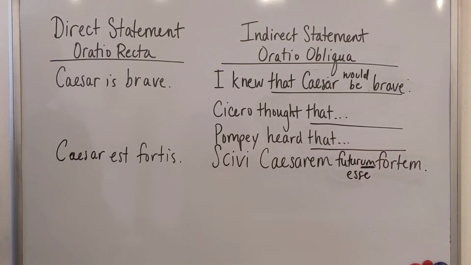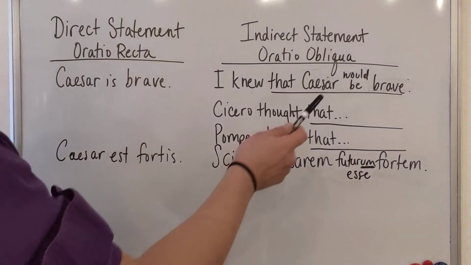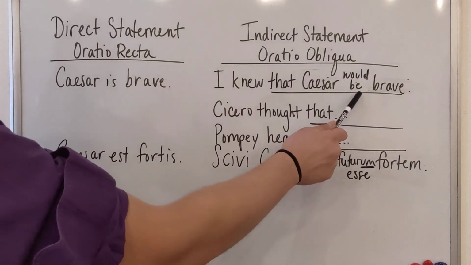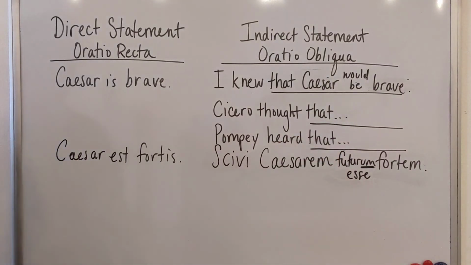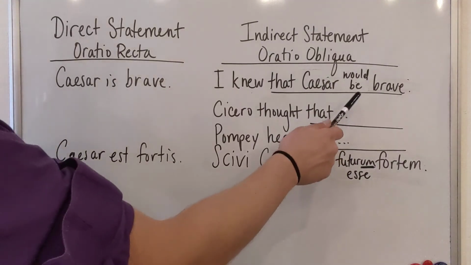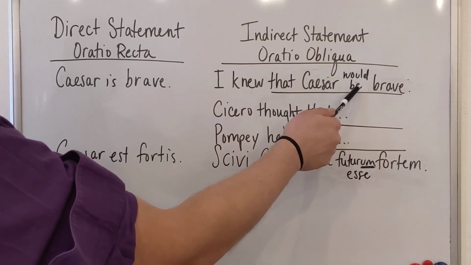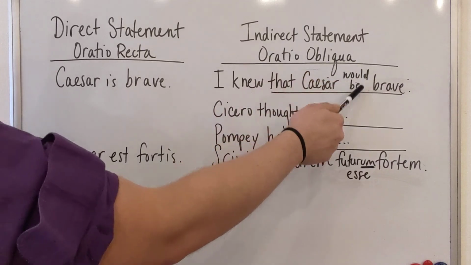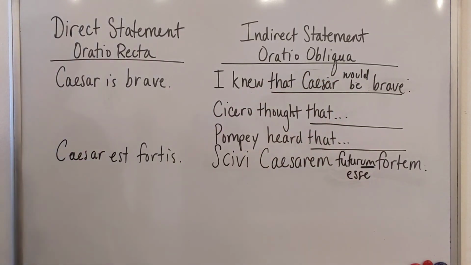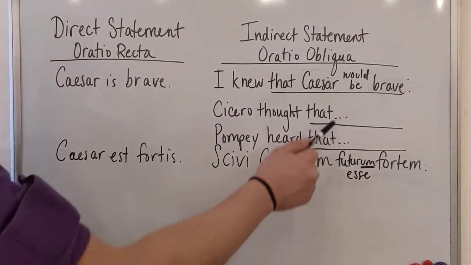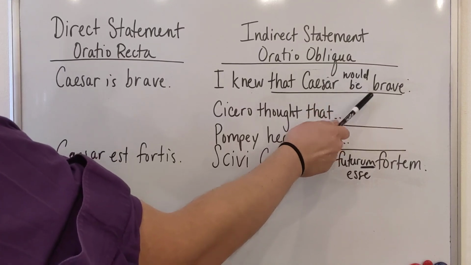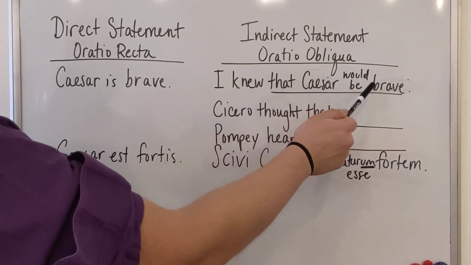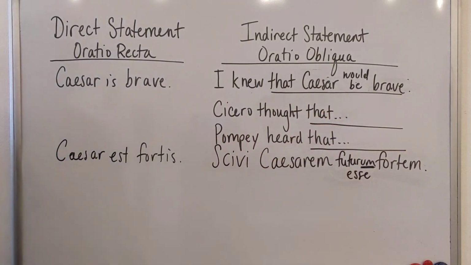Once again, if the actions are contemporaneous, then you will use the present tense for the infinitive in the indirect statement. If the action inside the indirect statement happened prior to the main introductory verb, the infinitive will be perfect tense for a prior action. If the action, like it is here, happens after or subsequent to the main introductory verb, this infinitive must be the future tense.